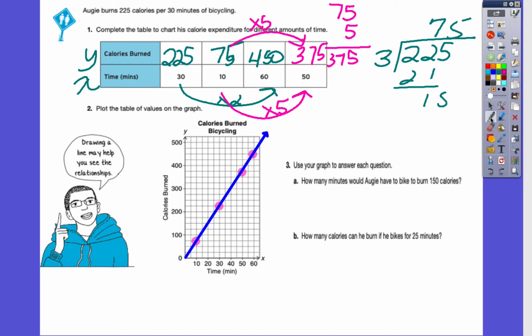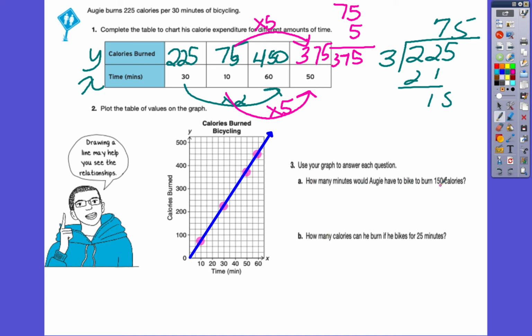So there are some questions we need to ask. It says, how many minutes would he need to burn 150 calories? So 150 is here, 25, 50. I'm going to come back over, and I'm going to come down, and I realize it's going to take me 20 minutes to burn 150 calories.